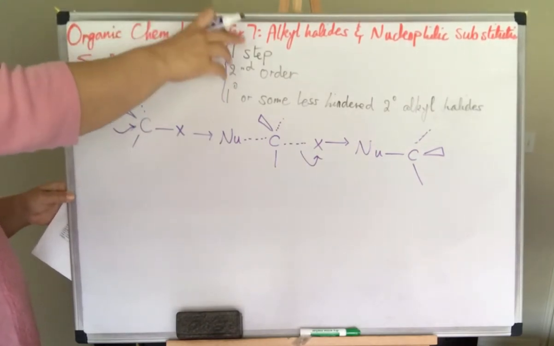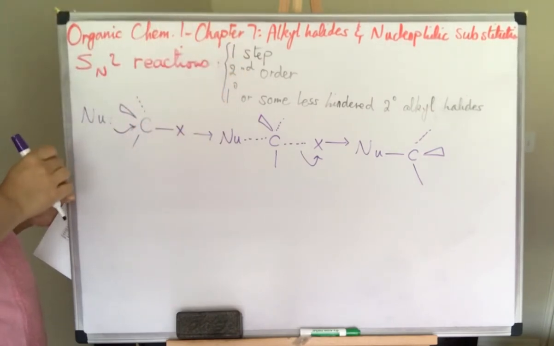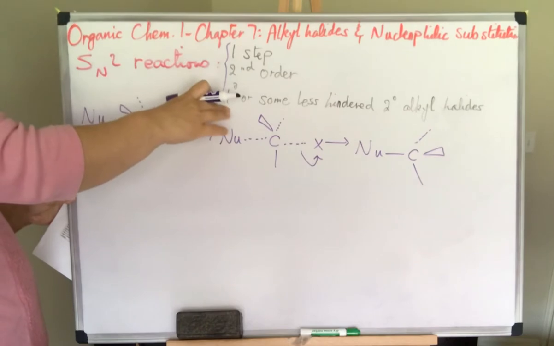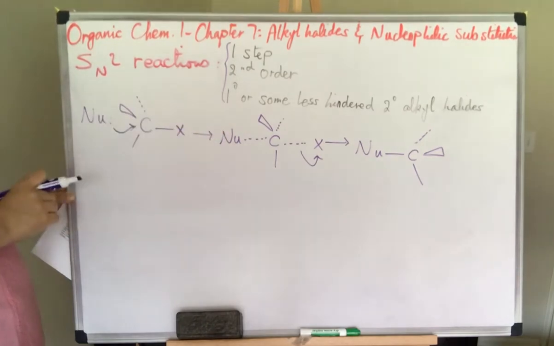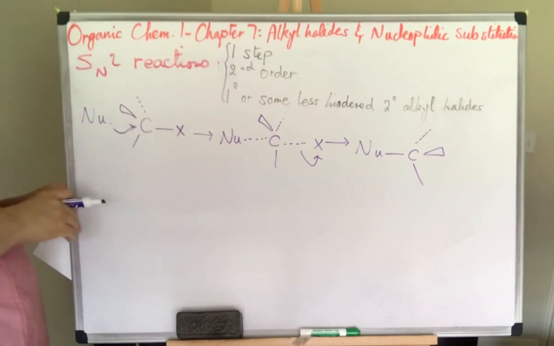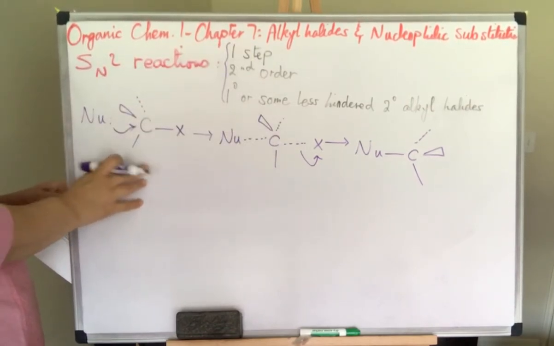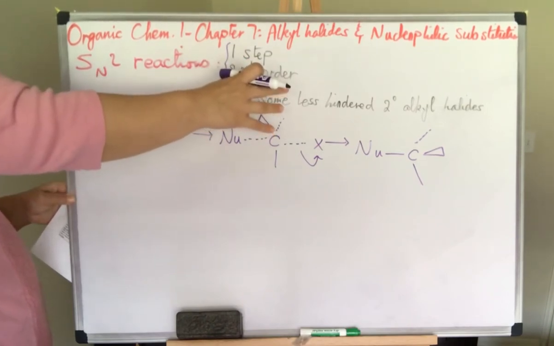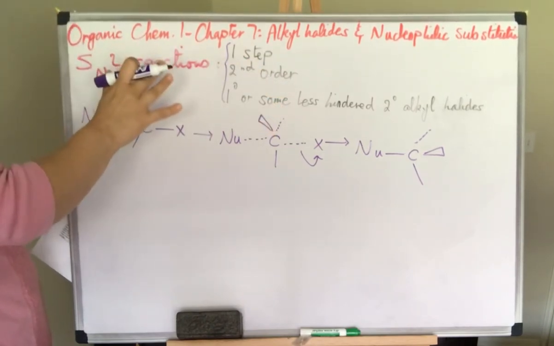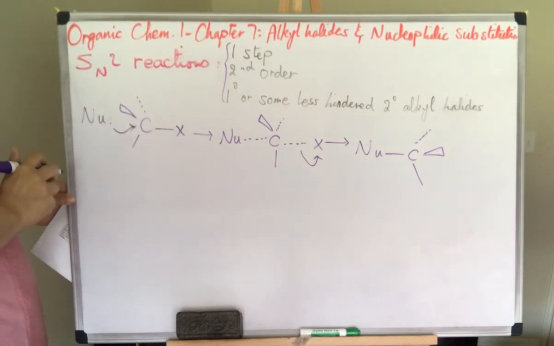Everything happens in one step, so 2 is for the order of reaction, not for the number of steps. It happens mostly with primary or some less hindered secondary alkyl halides. You will see why, because everything happens in one step. The molecule shouldn't be that hindered, so the nucleophile can attack and the leaving group leaves right away.